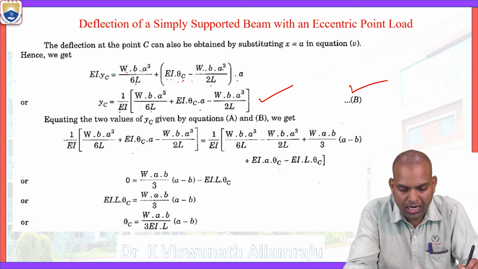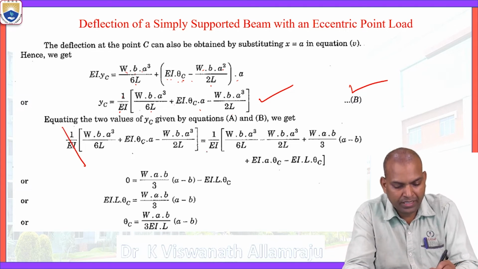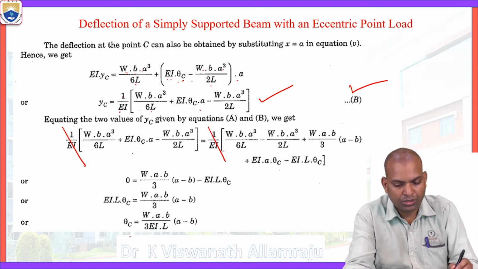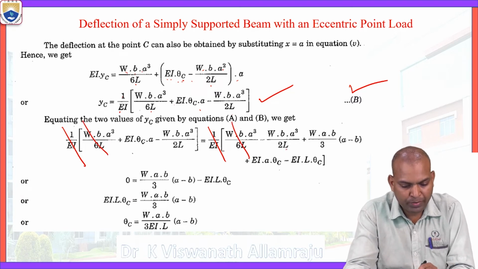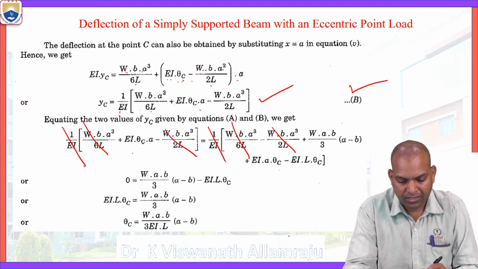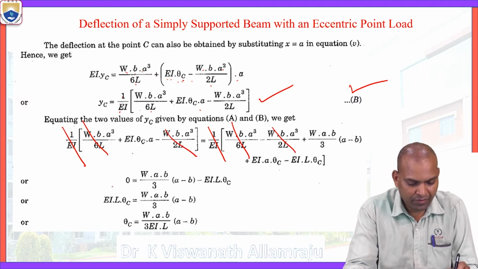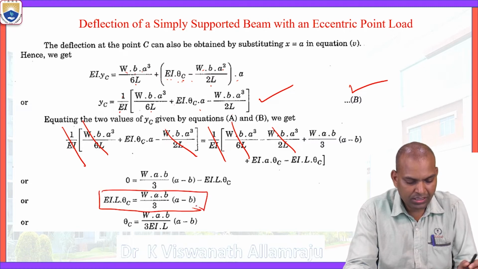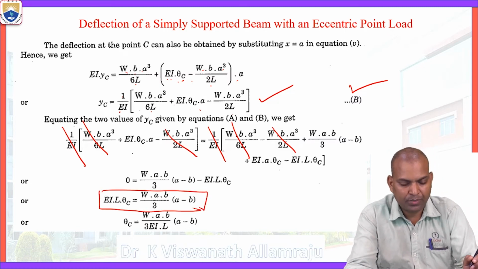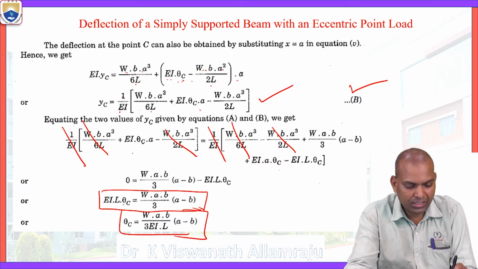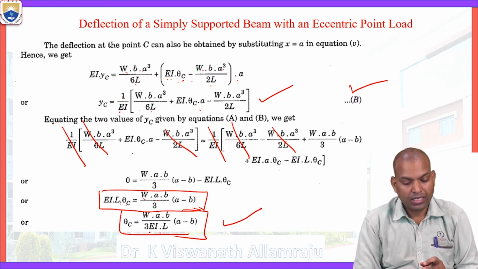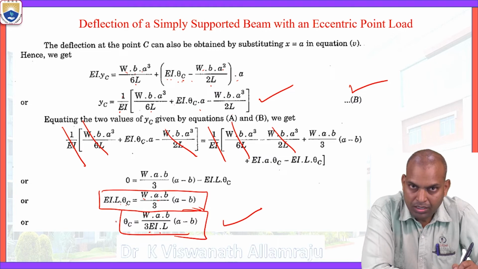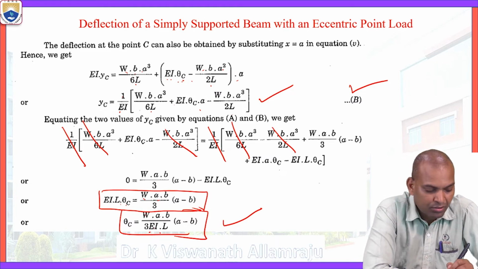After equating A and B and simplifying, WB A cube by 6L, WB A cube by 6L, and WB A cube by 2L, with minus signs. Then finally we obtain this value: EIL times theta C equals WAB by 3 times (A minus B). This is the theta C value. Theta C equals WAB by 3IL times (A minus B). This is the slope at point C, where the eccentric load is acting.